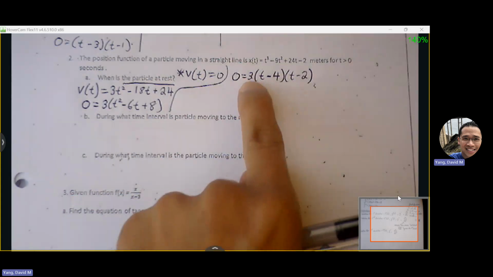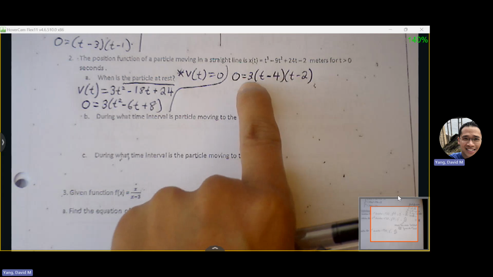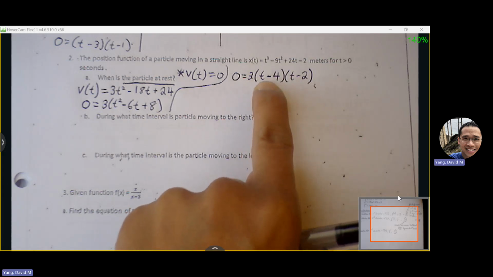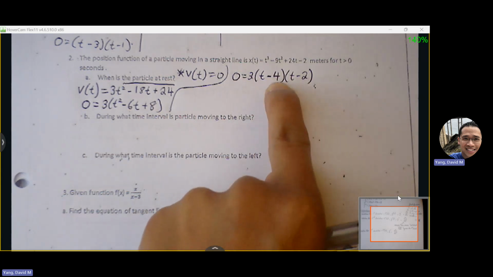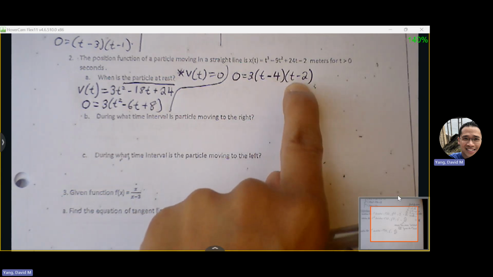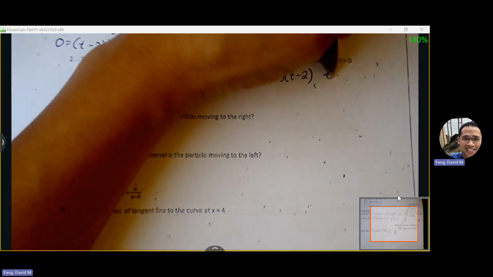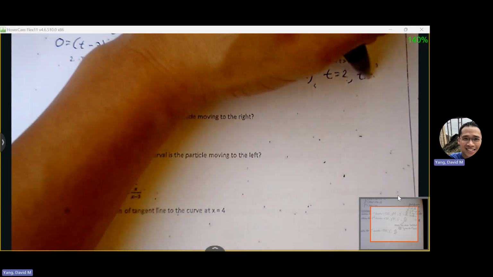There's a 3 sitting out here, but if we set 3 equal to 0, that's not going to make sense, so we can ignore any coefficients. We only care about solving for the variables. So we set t minus 4 equal to 0, and we set t minus 2 equal to 0. We get t equals 2, and we get t equals 4.